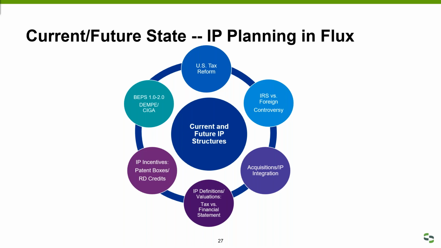and the big things we'll talk about are called DEMPE and CIGA. And DEMPE is really, where is the development? Where is the enhancement of the IP? Where is the maintenance of the IP? Where is the protection of the IP? Where are you going to do that? And then where are you going to exploit it? We'll talk a little bit about that. And then CIGA really is about your core income generating activities. So new acronyms always coming around.